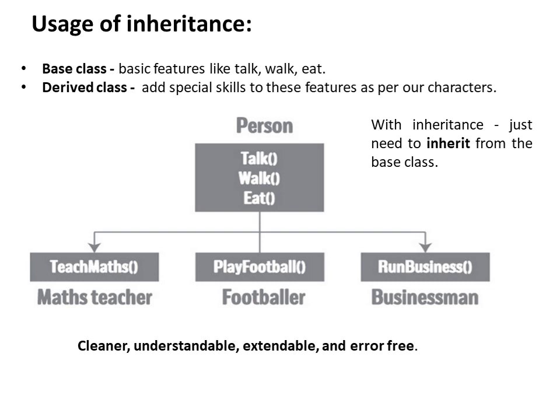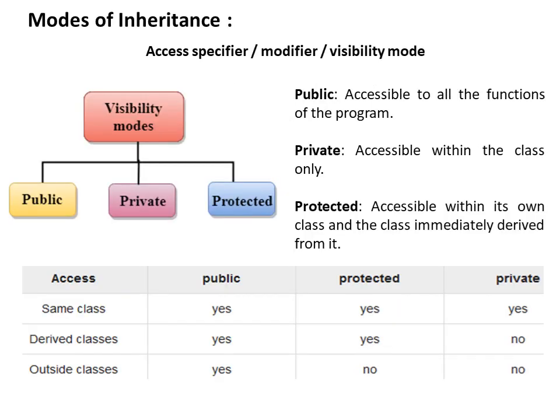It is important to note here that when working with inheritance, each derived class should satisfy the condition whether it is a base class or not. In this example, math teacher is a person, footballer is a person and businessman is also a person. You cannot have businessman as a business. Next, we'll see about the different modes of inheritance.